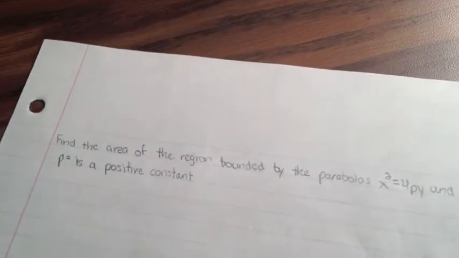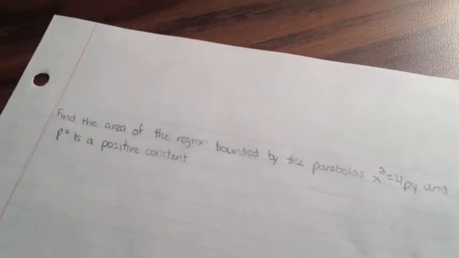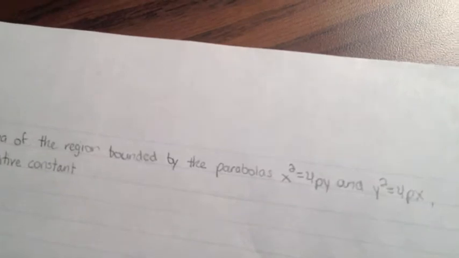So the first thing I'm going to want to do is simplify these equations to y equals. I feel like that makes it easier to graph and easier to solve. So the first equation, x squared equals 4py, is the same as y equals x squared divided by 4p. And now the second equation is y squared equals 4px, and that is the same as y equals the square root of 4px.